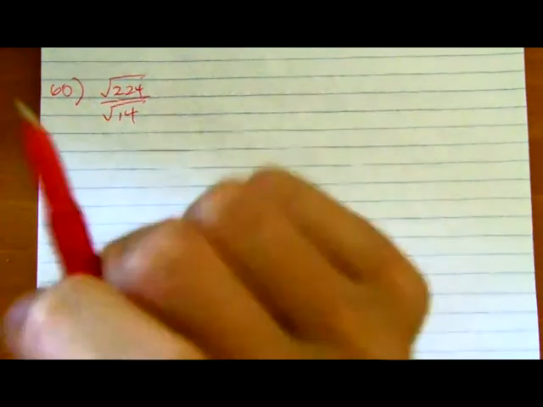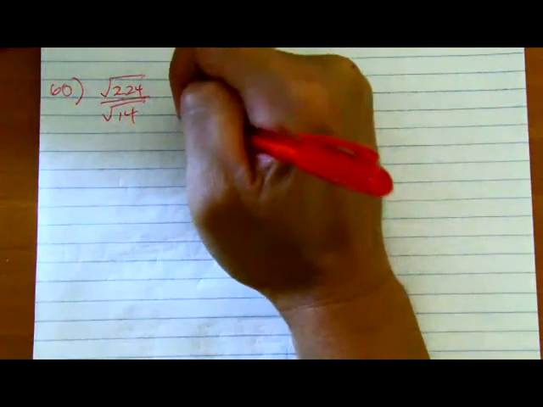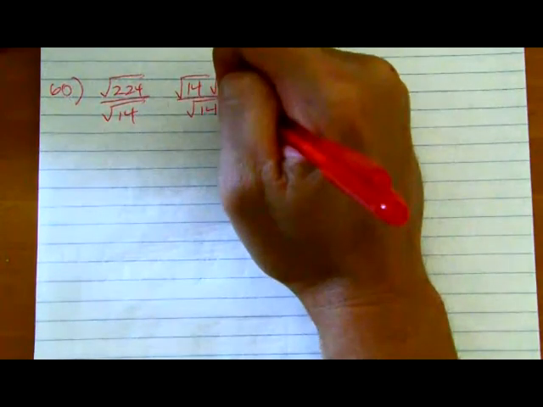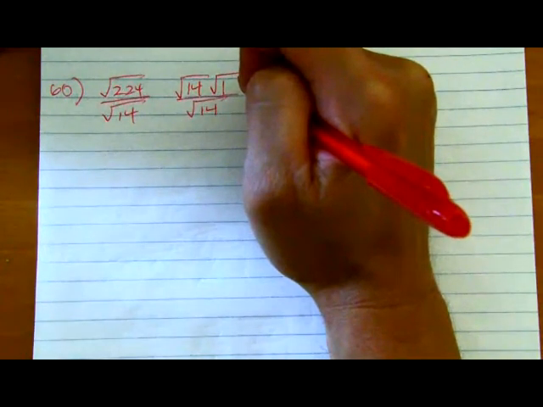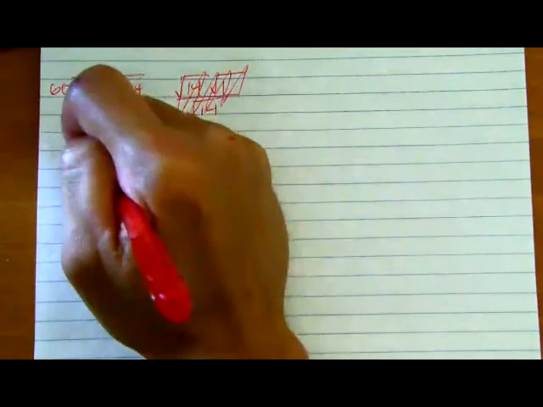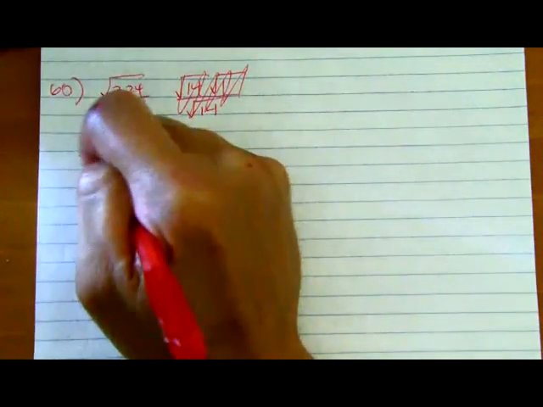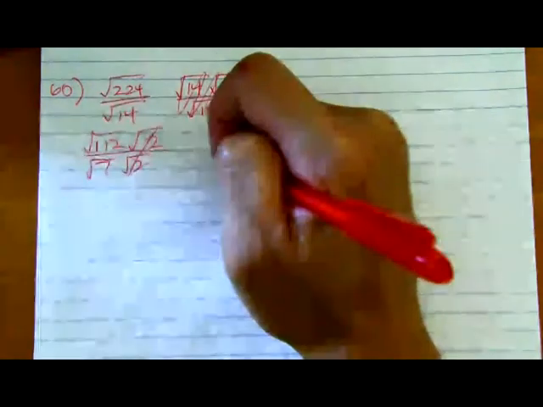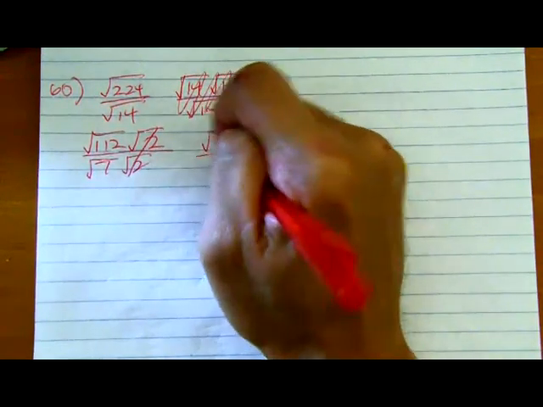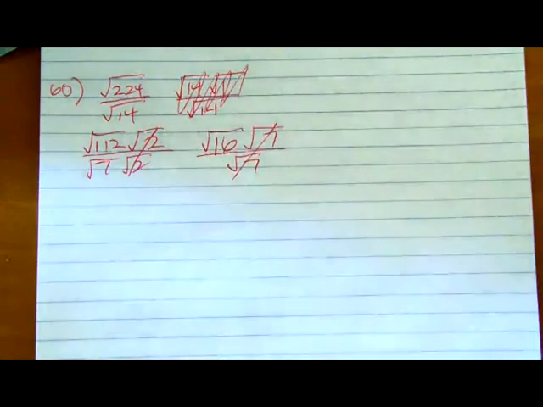Number 60. Radical 224 over radical 14. Okay, we can simplify the fraction. Can I think of what though? Would 14 work? Radical 14. Thinking too hard. Okay, let's just do it easier. 2 and 112, 7 and 2. So the 2's cancel. Can 7 go into that? 7, 1, yeah, 16. The 7's cancel. The square root of 16 is 4.